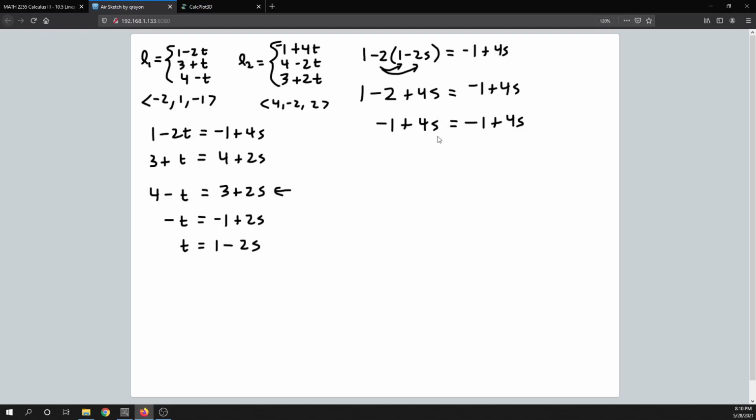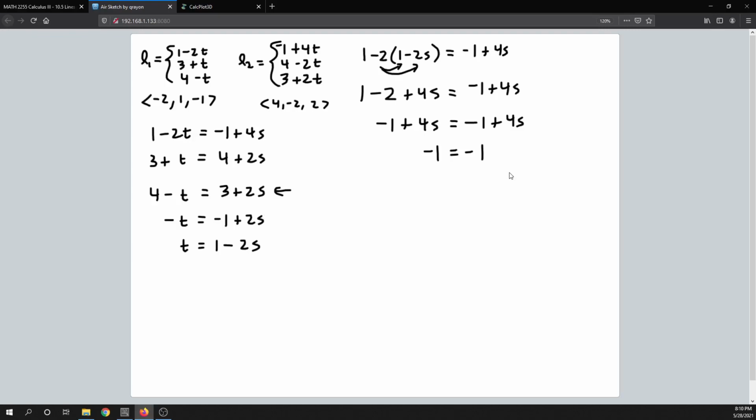So what I would do is start simplifying both sides of this equation as much as possible, distributing that -2 through the parentheses, and then combining 1 minus 2 is -1. Okay, and you can see that if I tried to isolate the s on one side, I would subtract 4s from both sides. That's going to give me -1 equals -1. And so what that means is that for these two equations that we looked at, there are infinitely many solutions.